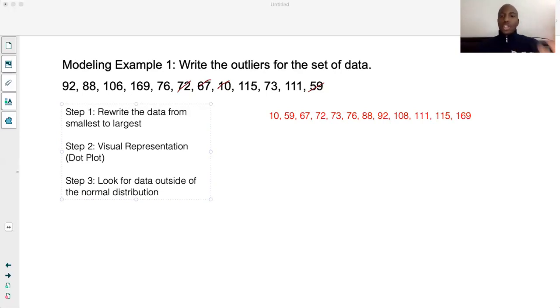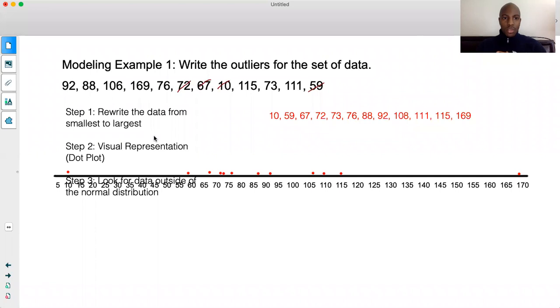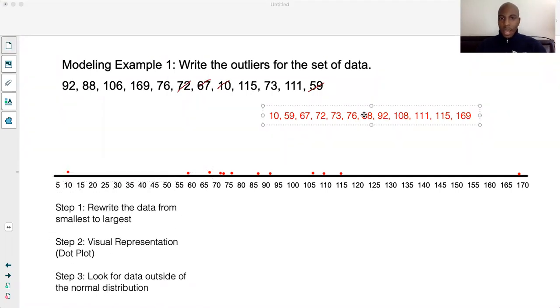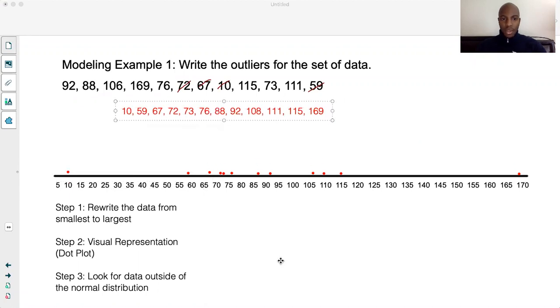Okay? So let me show you what my dot plot looks like for this particular modeling problem. It looks something like this. I'm going to move these steps because I still want them to be here. The numbers are fine. I can keep those right there. But you'll notice here that I put my dots here.